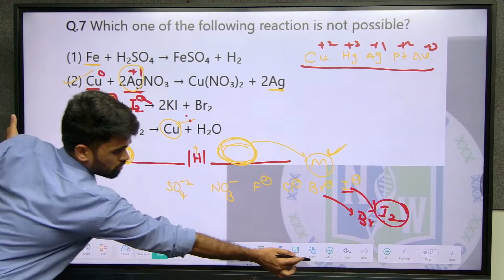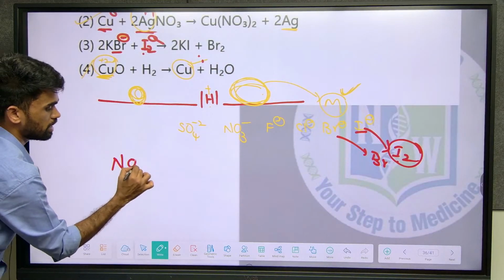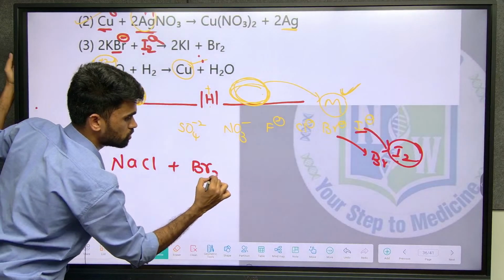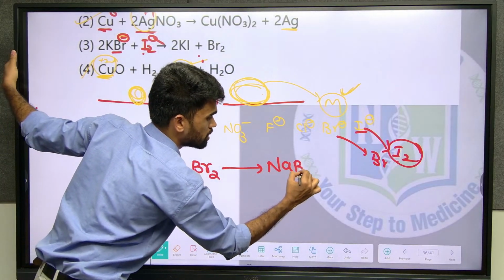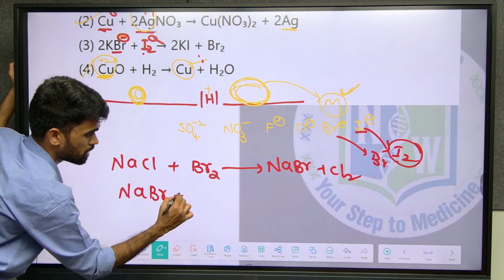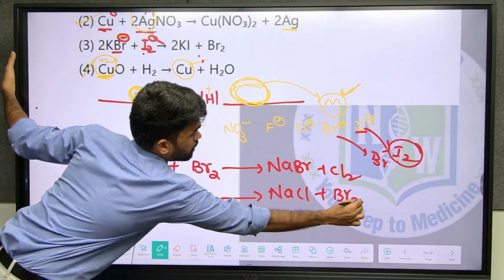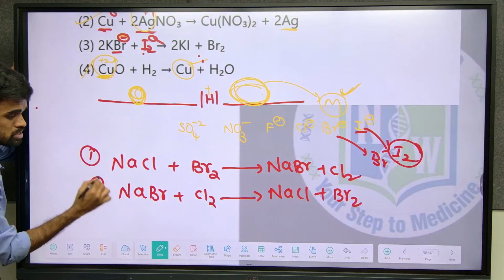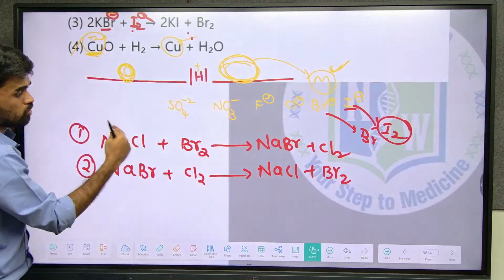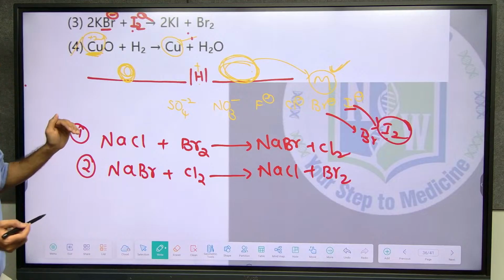See, very simple, give me 1 minute. NaCl plus Br2 gives rise to NaBr. Just listen to this question, one question will be enough for this. NaBr plus Cl2 gives NaCl plus Br2. Out of these two reactions, tell me which is possible. Out of these two reactions, which is possible, I am asking. You just answer me this so that you will get that answer. What makes the difference?